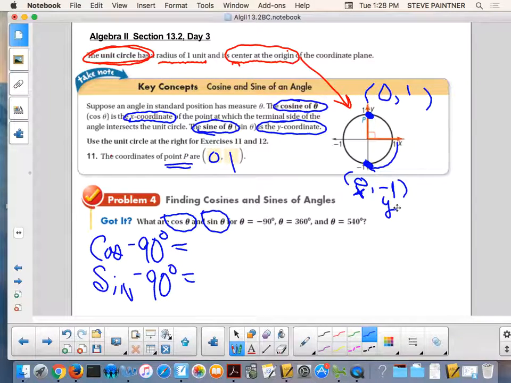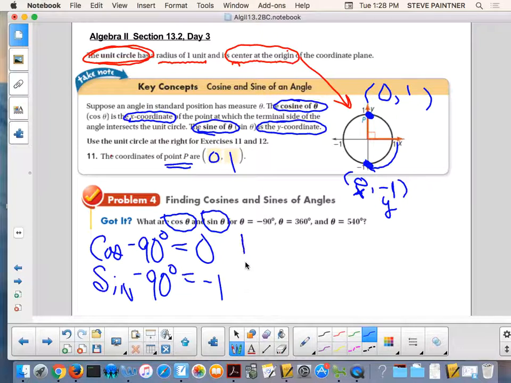Do you remember cosine? Cosine was what? X. It's right here. Cosine is x. So what is x? 0. Cosine of negative 90 is 0. Sine of negative 90 is y? Negative 1. These are actually so simple if you just understand what the ordered pair is. 0, negative 1: cosine is x, sine is y.